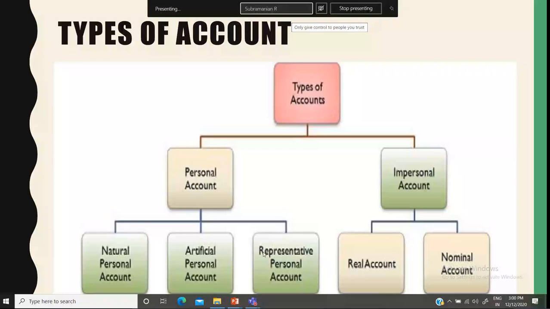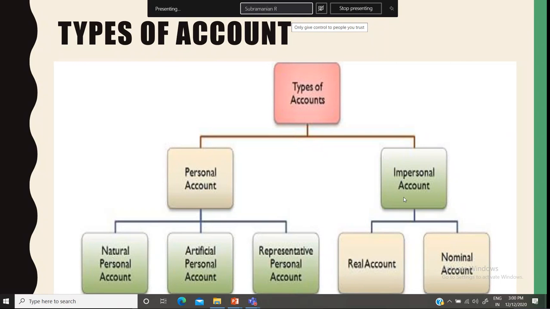And representative personal account means, just now I said all those four things will come into the picture. And usually capital account and drawings account will come under personal account only. We can go later in depth into what is meant by drawings, and look it over afterwards. Then moving on to the impersonal account.